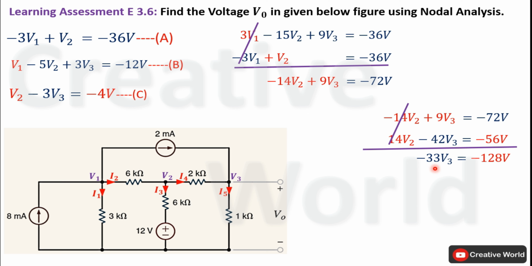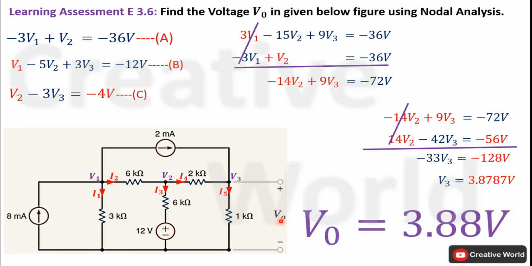In order to get the value of voltage V3, we will divide this equation on both sides by minus 33. The value of voltage V3 will become 3.8787 volt. And actually this voltage V3 is equal to V0, so we can say that the value of voltage V0 inside this network will be 3.88 volt.